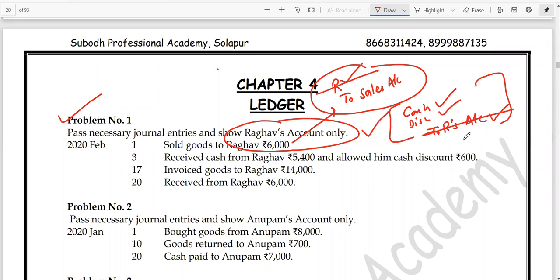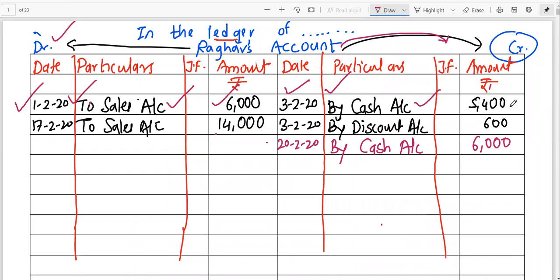Do not cut down this in the journal. This is for you only. If you cut down Raghav's account from the journal, we are remaining with cash account and discount account. So write down 'By cash account' 5,400, 'By discount account' 600. Are you getting me? I hope those who were there in the last lecture are understanding. Yes, by cash account 5,400, by discount account 600. Yes, next.